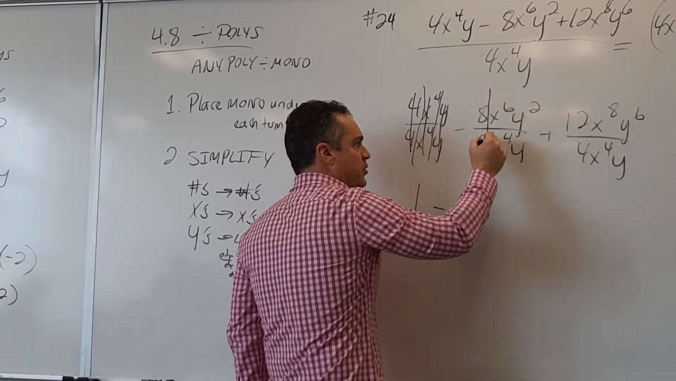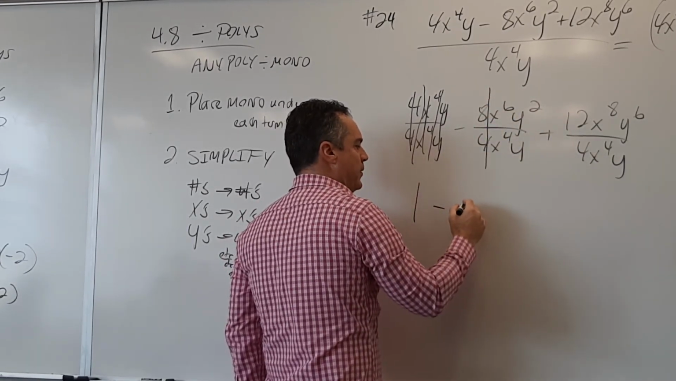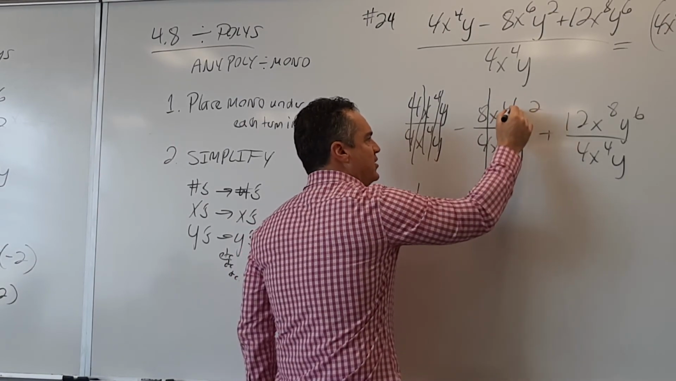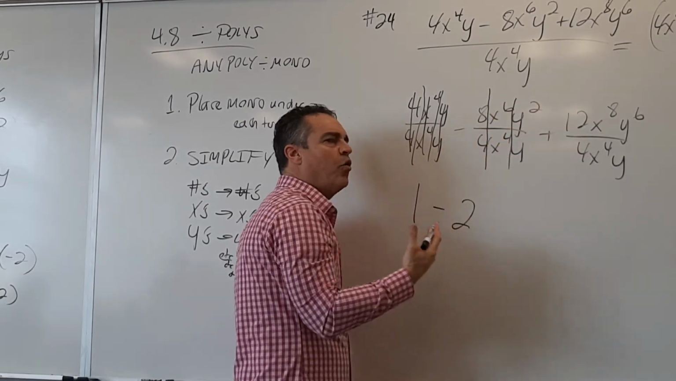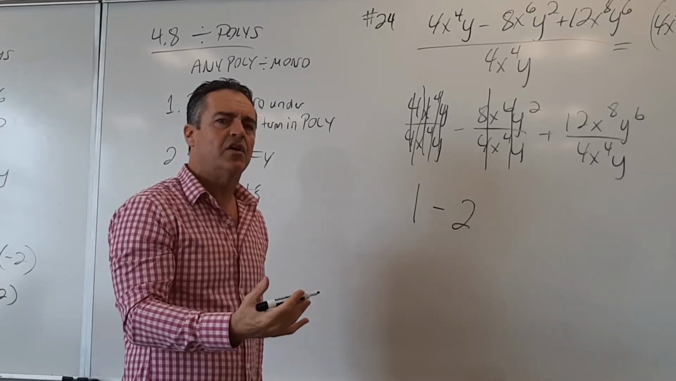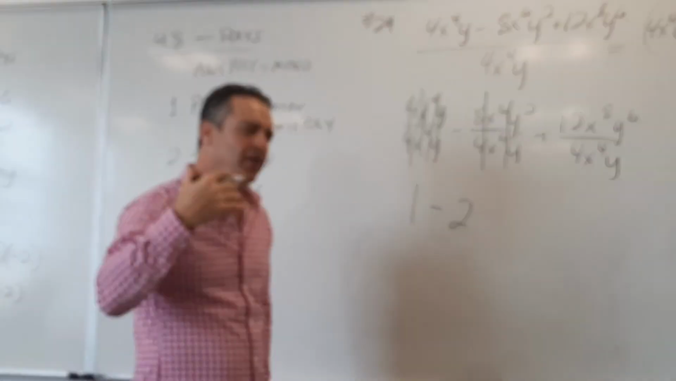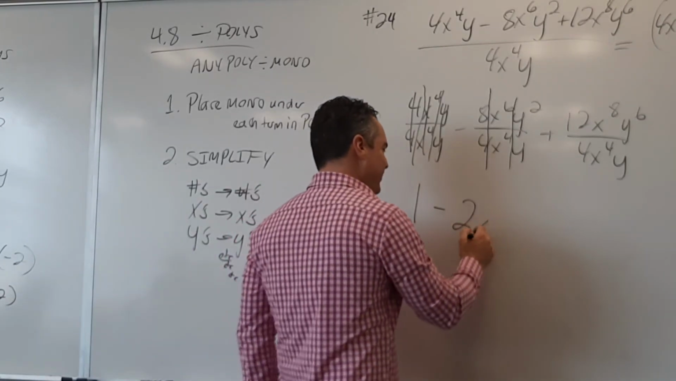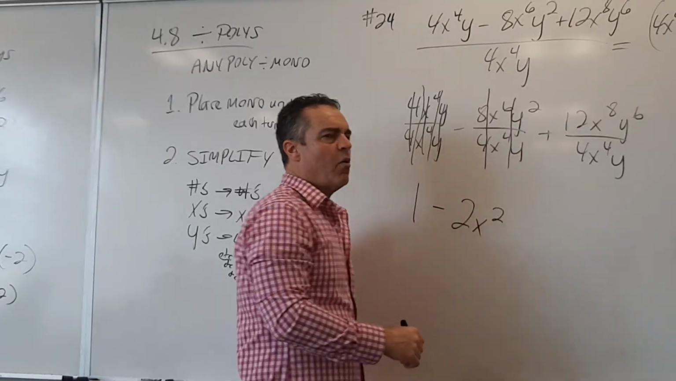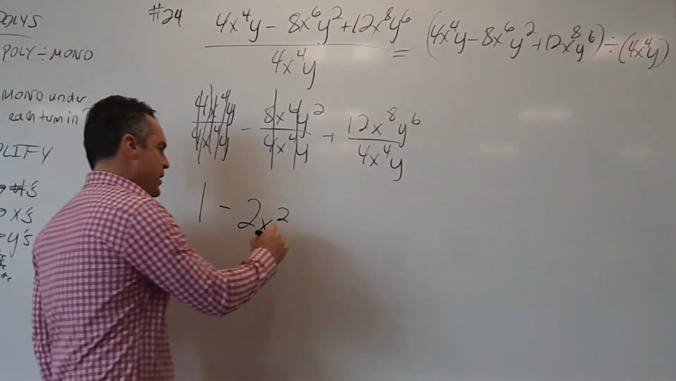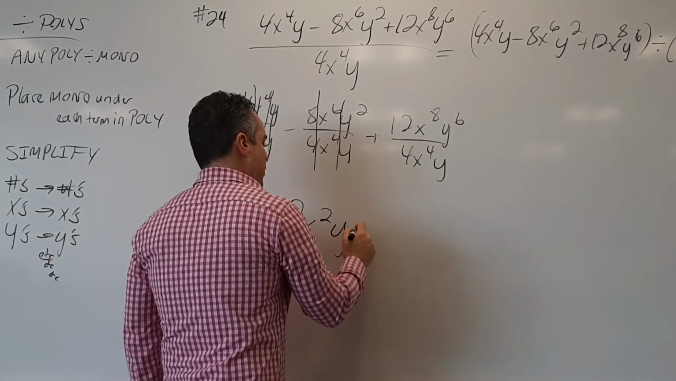All right, watch this. Numbers with numbers, so I'm just making a little divider there. 8 divided by 4 is what? 2. X to the 6th over X to the 4th, well, the quotient rule. Same base. X to the 6th over X to the 4th is X to the second. Y to the 2nd over Y is what? Y. Just Y.